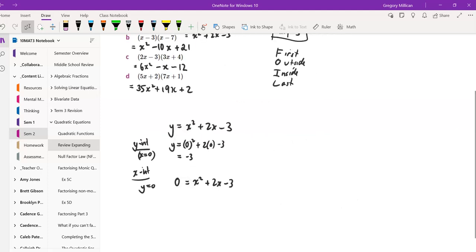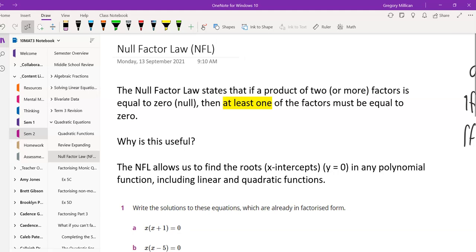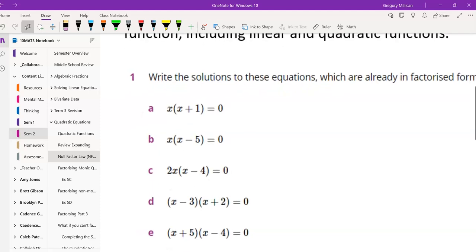Okay, so let's go back to our null factor law. The null factor law allows us to find the roots or the x-intercepts in any polynomial function, including linear and quadratic functions. We don't need to do it for linear because we know how to solve a linear equation; we can rearrange it easily. We do, however, need to do it for quadratic functions. So let's learn what the null factor law looks like. Let's look at these examples here.